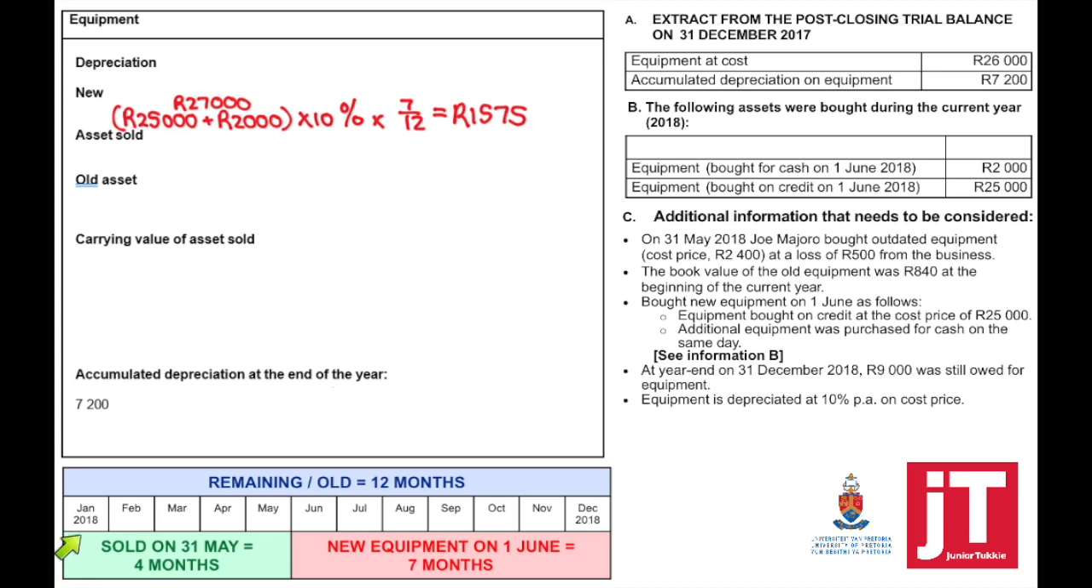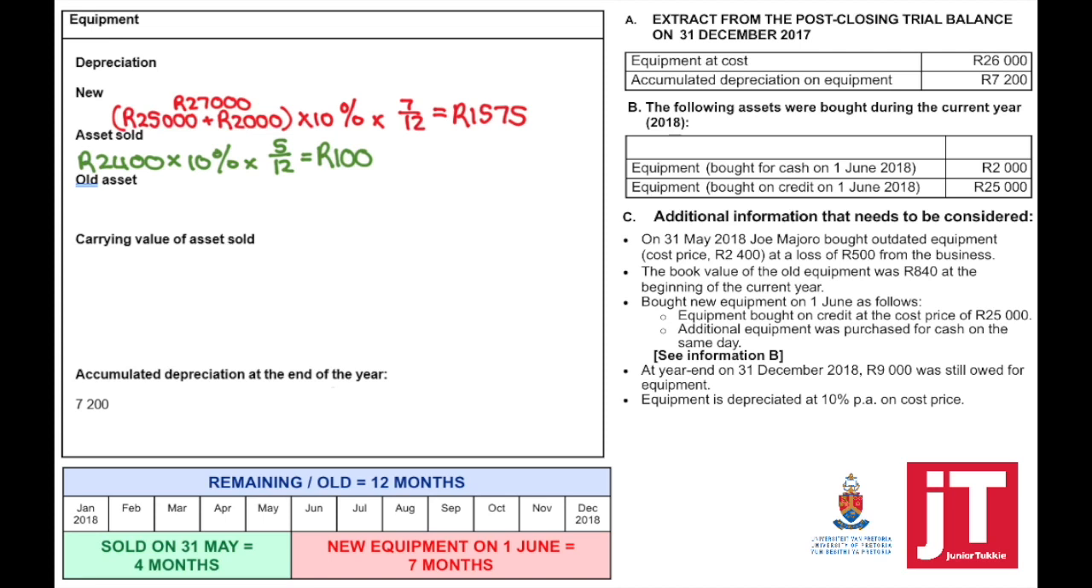On the assets sold, it's from the beginning of the accounting period until the day that we have sold it. We sold it on 31 May 2018. They provided us with the cost, 2,400, and depreciation is calculated 10% on cost. So 2,400 times 10% times 5 divided by 12 equals the depreciation on the asset which I sold.